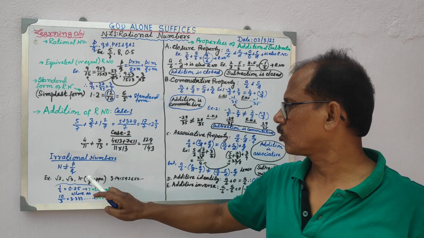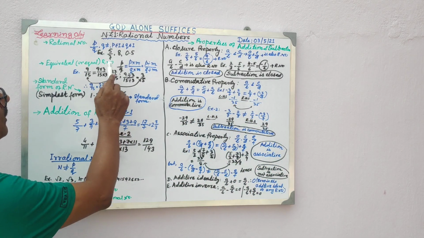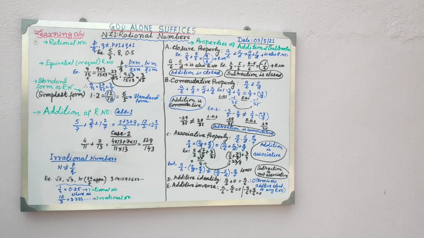Okay, when I talk to you about irrational numbers, that time I will make it more clear. Now you understood, I hope, the definition of a rational number. I move on to equivalent or equal rational numbers.